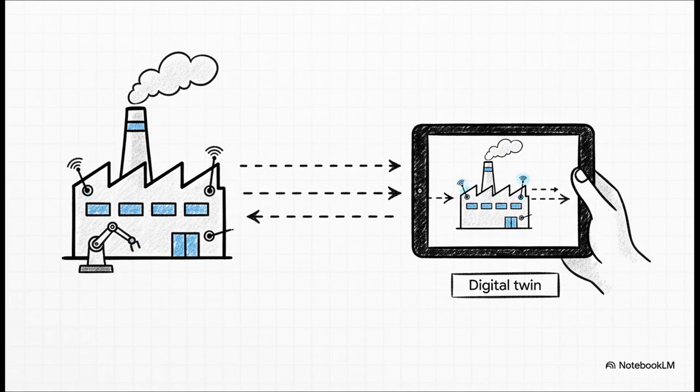So how does this magic mirror actually work? Well, it all relies on the Internet of Things, or IoT. You've got hundreds, maybe even thousands of sensors placed all over the physical asset, the bridge, the building, the factory floor. These sensors are constantly sending real-time data on everything from temperature to structural strain, beaming it right back to the digital model. This creates a perfect two-way flow of information.